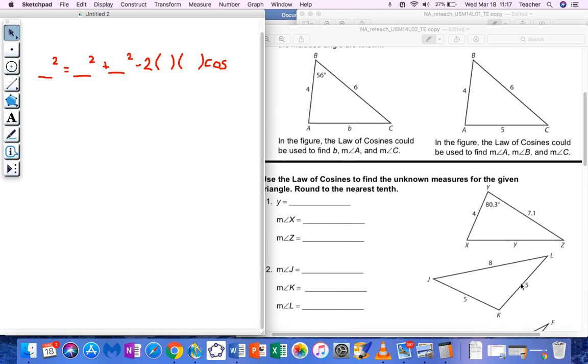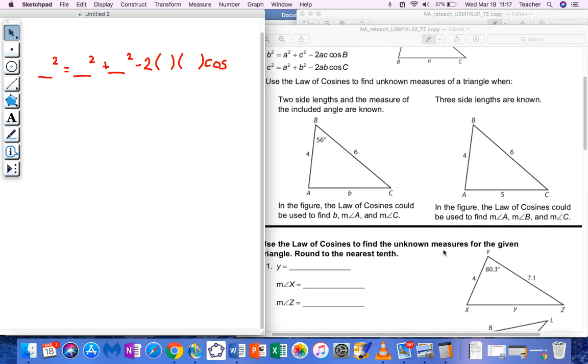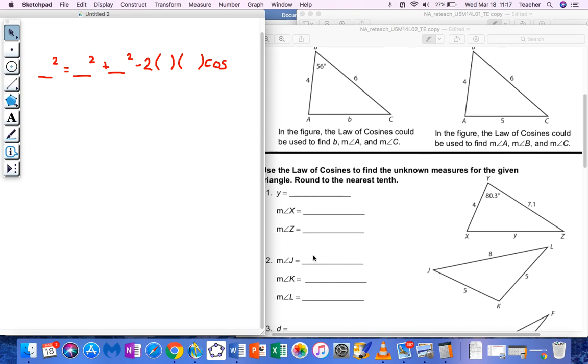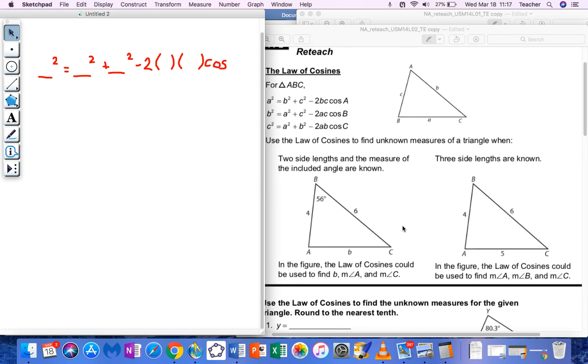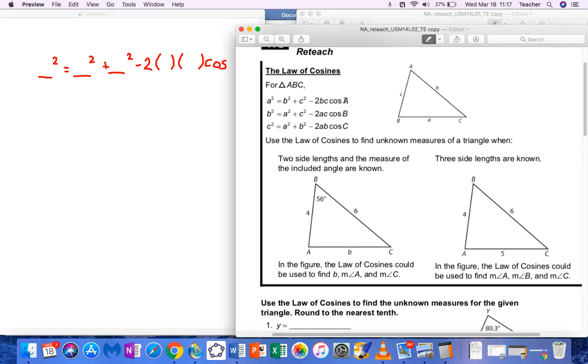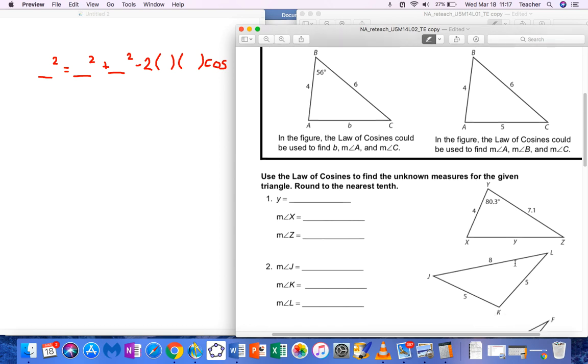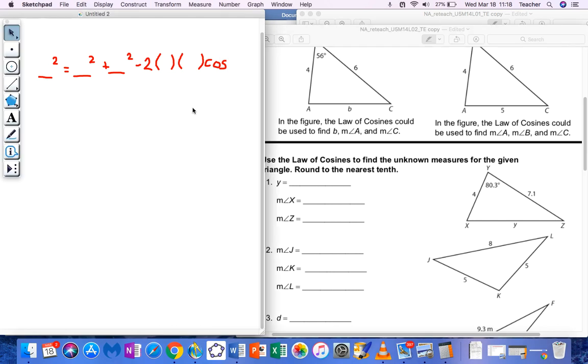All right, so I have side lengths 8, 5, and 5. And it wants angle J. So we'll put J here for A, and we're going to put little j in here for a squared. So we're going to substitute j in for a. So we're trying to find j.